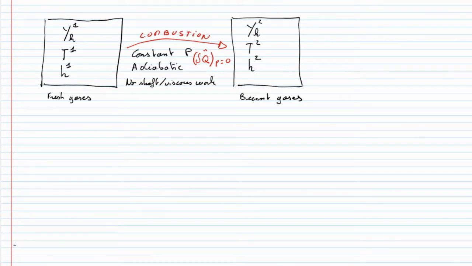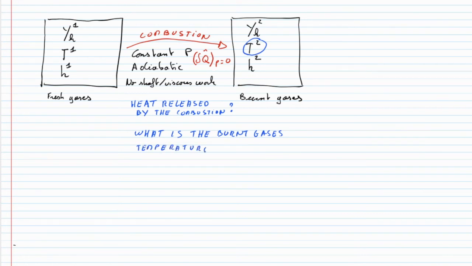You are an engineer in charge of the design of the combustion chamber. You will have to answer two main questions. First, if you want to burn things, it's because you need heat. So the question is, what is the heat released by the combustion? Secondly, it can be useful to determine the temperature of the burned gases. At least, you want to know if the combustor wall will survive such an increase of temperature. So call it adiabatic flame temperature.